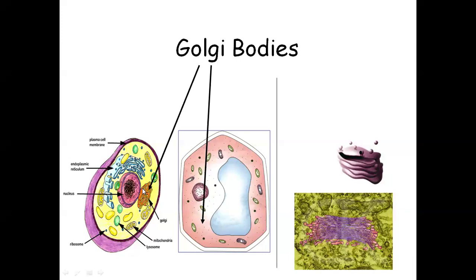So these are the Golgi bodies. This is the orange color structure. It's called as the Golgi bodies, and when it is near to the nucleus, it will be larger.